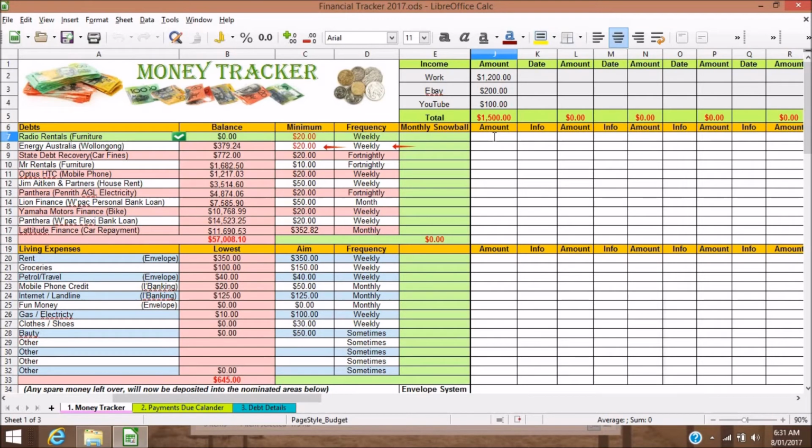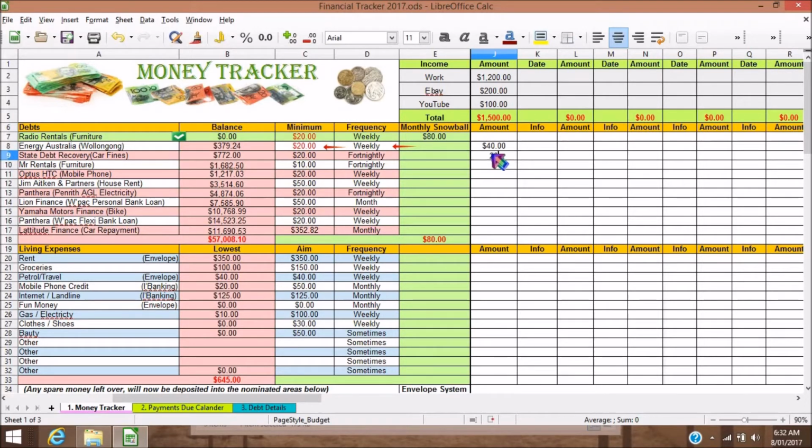First debt is Radio Rentals, which I finished paying, and now I snowball that amount. So the amount that's there, the minimum, is $20 weekly. That's what I was depositing into Radio Rentals. Well, I'm now going to be depositing my $20 weekly into my Energy Australia on top of its $20 deposit. So the amount that I'm putting in today is 20 plus 20 is $40. $20 from my snowball and $20 from its original weekly deposit. And that would be, in a month, 80 from that snowball, which is pretty cool.